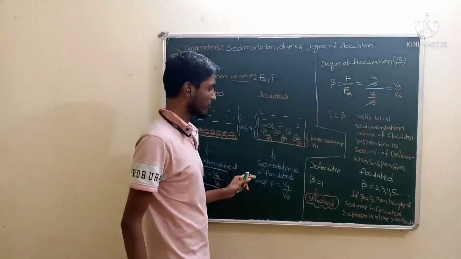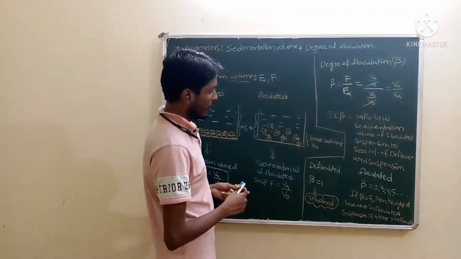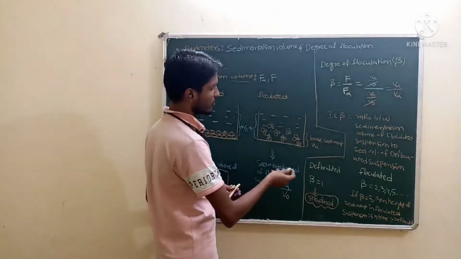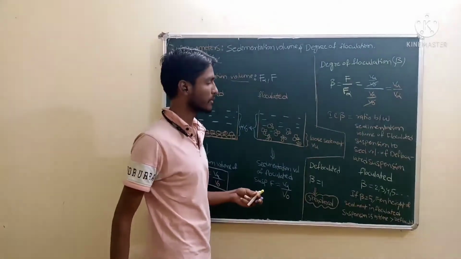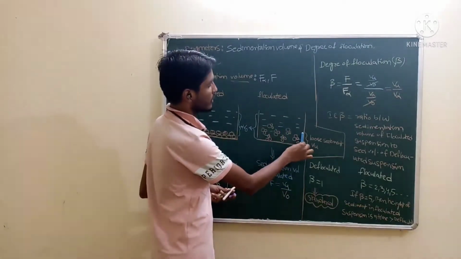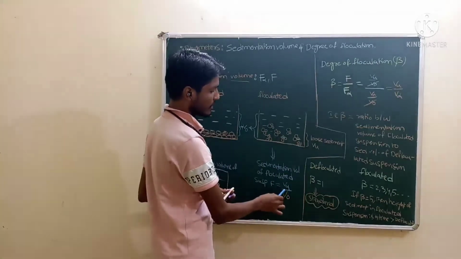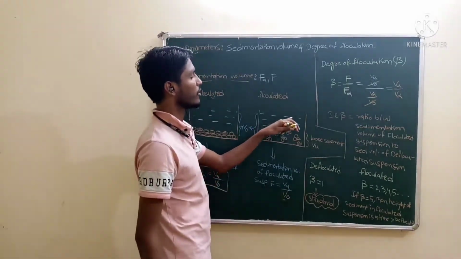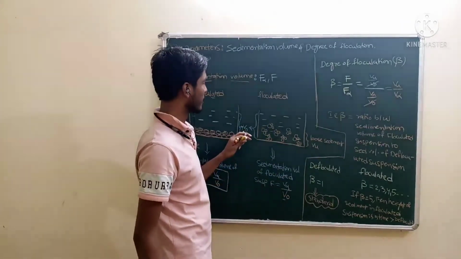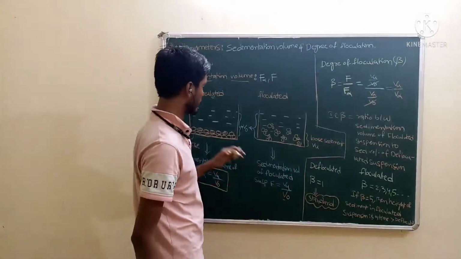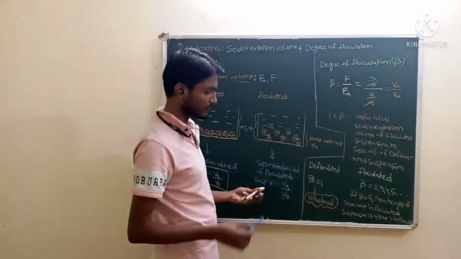Like the sedimentation volume of flocculated suspension, F is equal to the sedimentation volume of loose sediment. How much volume of loose sediment Vu is formed is compared with the total volume of the solvent. Total volume means up to the surface of the solvent, V0. So Vu by V0 in the case of flocculated suspension, and Vα by V0 in the case of deflocculated.